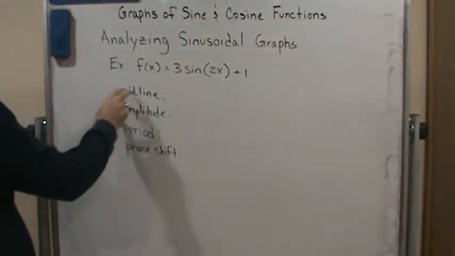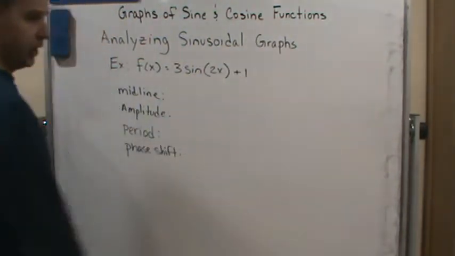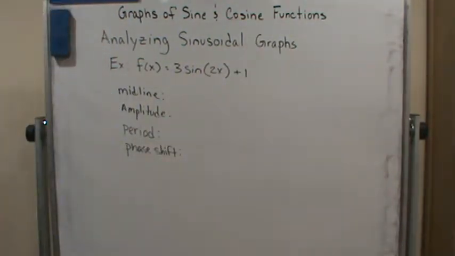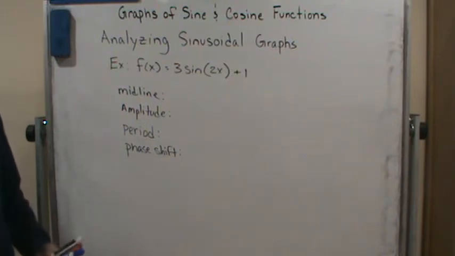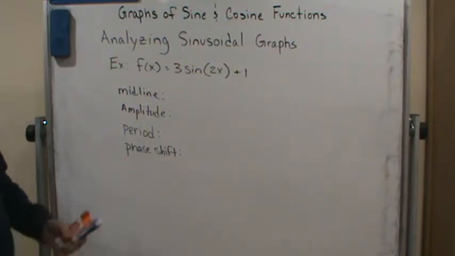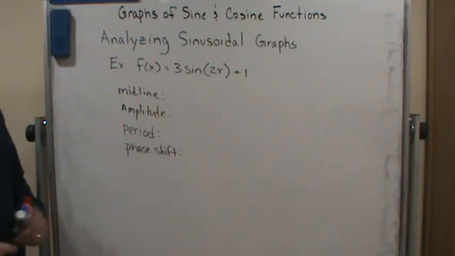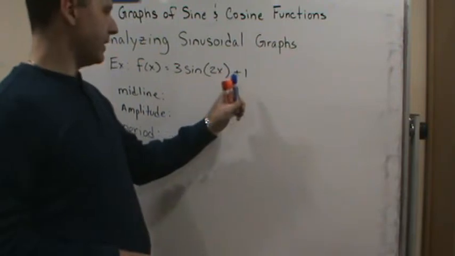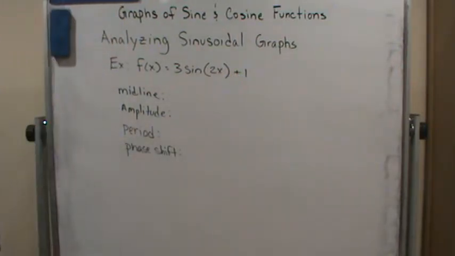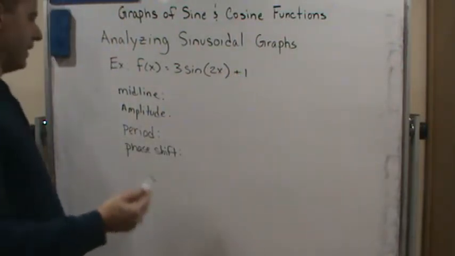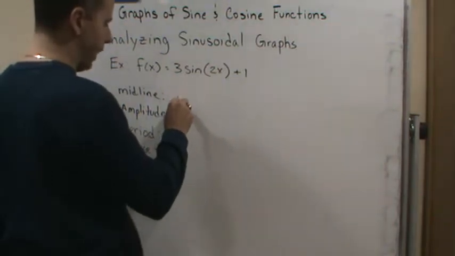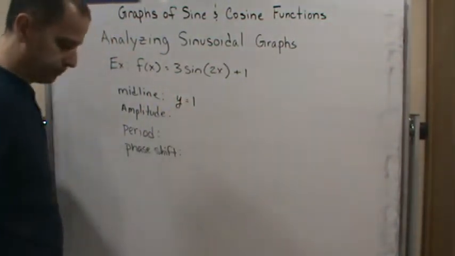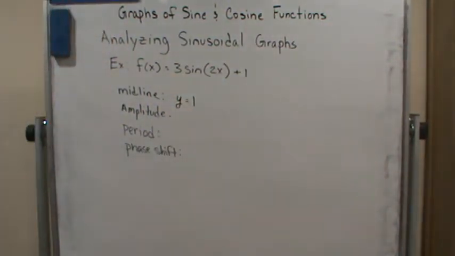So the midline, what determines the midline? Well, the midline is determined by the vertical shift. If there is a vertical shift, then the midline will be changed. Normally, if there's no vertical shift, then the midline is y equals 0. Okay? Now, in this case here, we have a vertical shift upward. So that means that now the midline is going to be at y equals 1. Okay? So that's the midline.